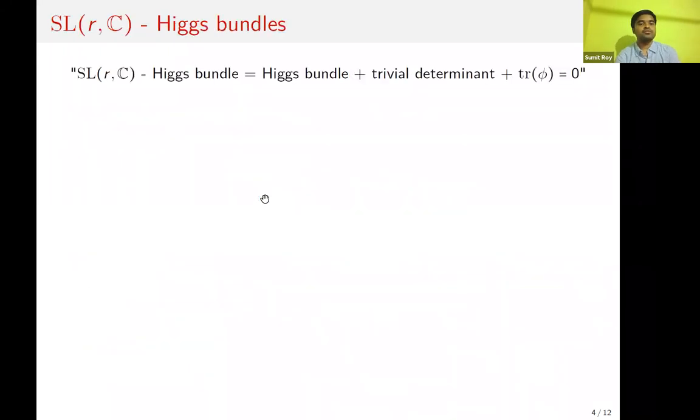So now we're going to talk about the Hitchin fibration for SL(r,C) Higgs bundles. So an SL(r,C) Higgs bundle is basically a Higgs bundle of rank r, with trivial determinant and whose trace of the Higgs field is zero. Okay. Therefore, the Hitchin map here is from the moduli space of SL(r,C) Higgs bundles. The base here, this first coefficient is zero because the trace is zero. So therefore, i runs from 2 to r. So it sends the Higgs field to the coefficients of its characteristic polynomial.